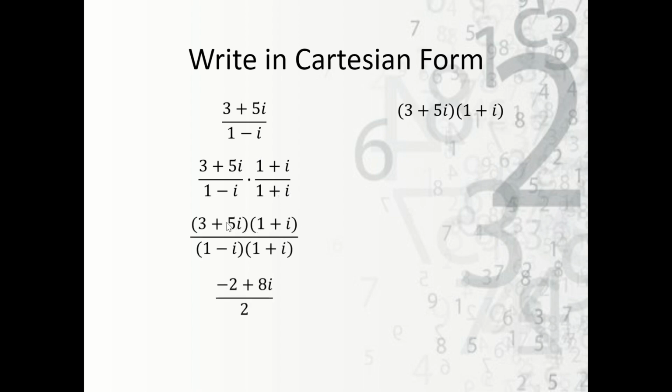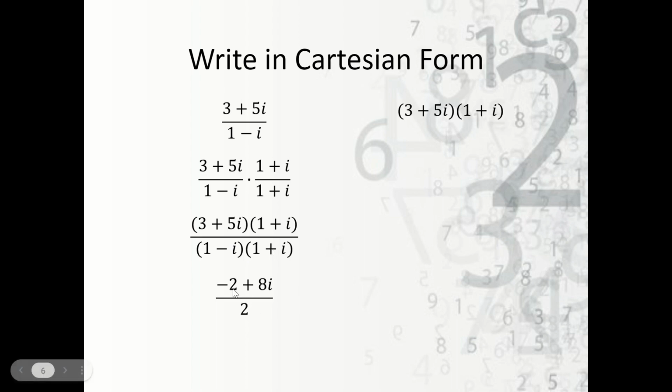And when we do that, we should see that when we multiply this, 3 times 1 is 3, 3 times i is 3i, 5i times 1 is 5i, and then 5i times i is just -5. So we end up with 3 minus 5, which is -2. And we end up with 3i plus 5i, which is 8i. Then we do the denominator. Now notice this is really a difference of squares now. So when we multiply this out, this is really 1 squared, which is 1, and i squared, which is -1. So it's 1 minus -1, which is 2.